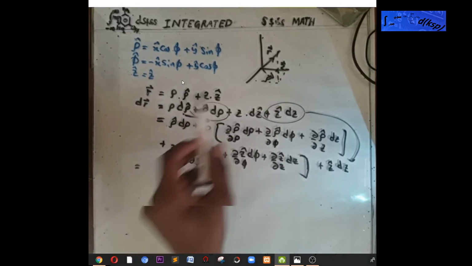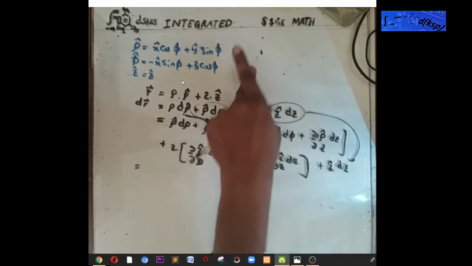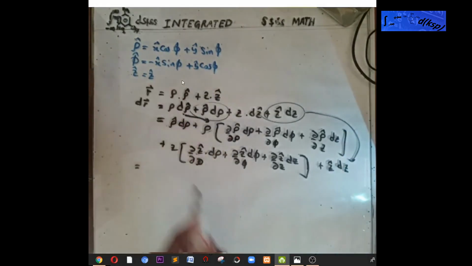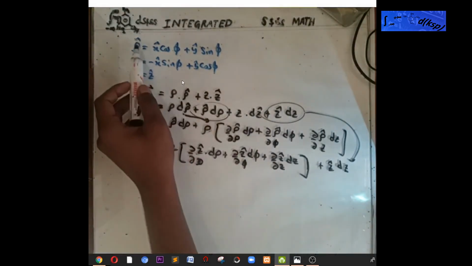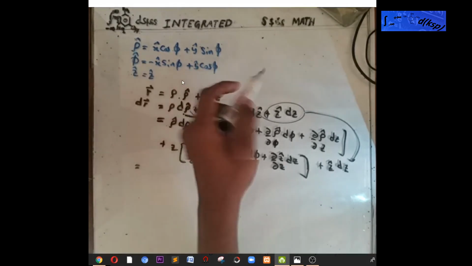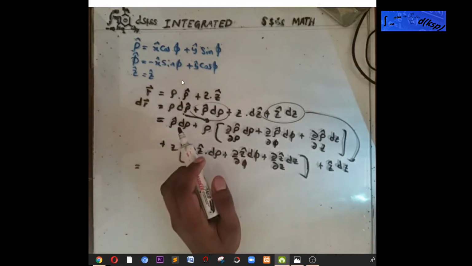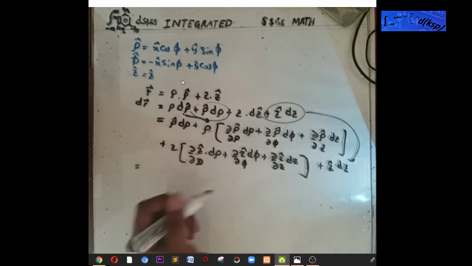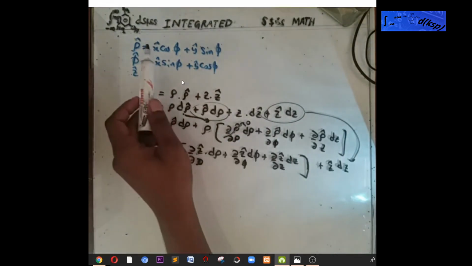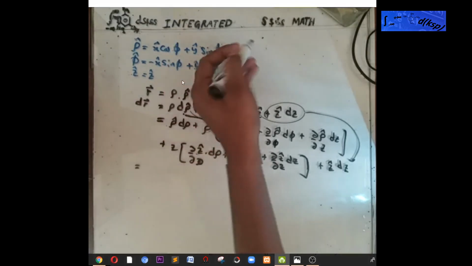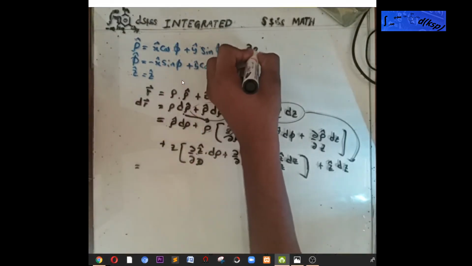Let me just clear this out. Okay, partial rho hat with respect to rho. Fortunately we don't have rho times here, it means that it becomes 0. Partial rho hat with respect to phi. What about that? Partial rho hat with respect to phi.